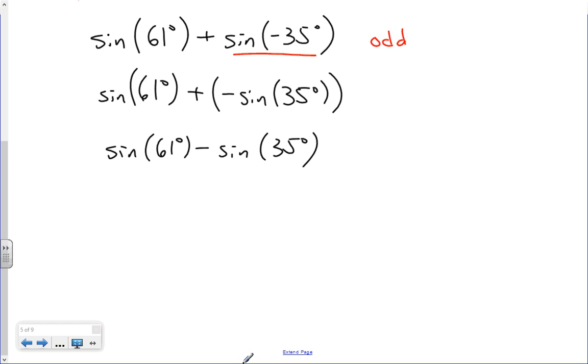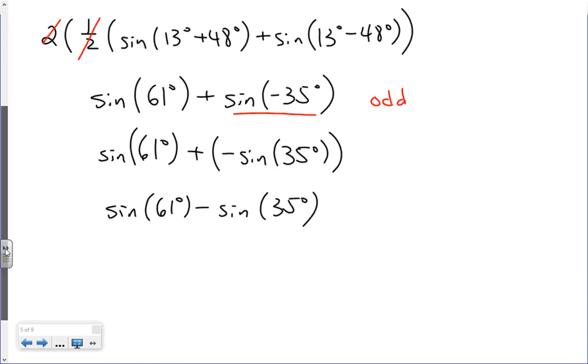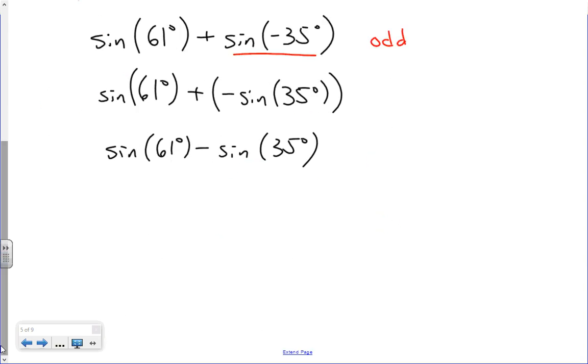We should be able to grab our calculator and verify this if you want to. You could punch in what you have to start with, 2 sine of 13 degrees times the cosine of 48 degrees. Compare that with the sine of 61 degrees minus the sine of 35 degrees, and we should find we end up with the exact same result. All right, that's an example using our product to sum property.